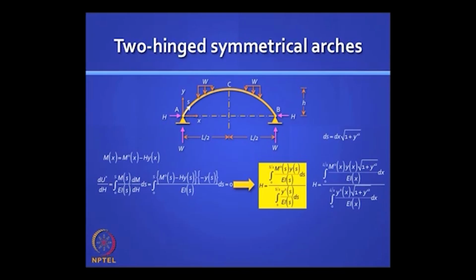I will give you a clue. Can we do something to integrate along the horizontal length, along x rather than S? What is the relationship between S and x? Right, ds is dx into square root of 1 plus y dash squared. I hope you know that, that is a simple expression. If you substitute that you will get this expression, right, direct substitution.